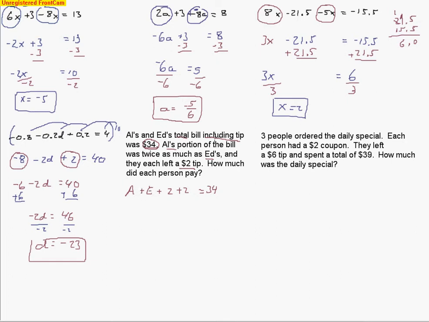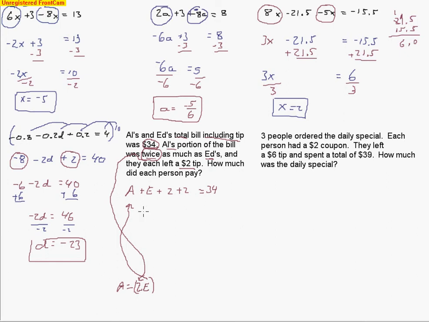So what we're going to do is write an expression for one of these. Now, let's read this part again here. Al's portion of the bill is twice Ed's portion. So that means that, let's write that down. Al equals twice Ed. Twice means 2 times Ed. So instead of writing A, let's write 2E in place of A right here.